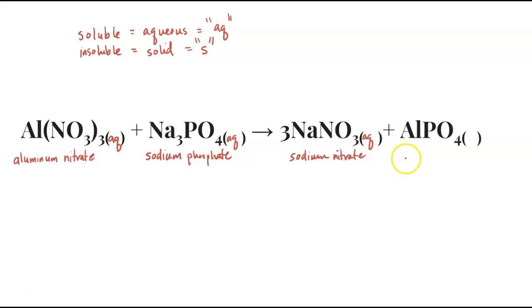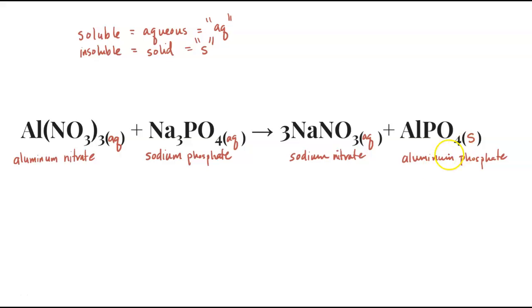Then I have aluminum phosphate. So none of these include transition metals, and for that reason, they are not going to have Roman numerals. Now let's take aluminum phosphate. You're going to notice if you look at your solubility chart that this is insoluble, it is shaded, and for that reason it is a solid. So that was the first task.